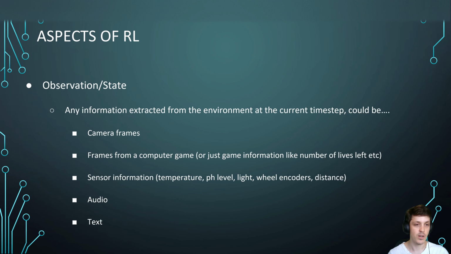This observation, or the state of the world, is some information that we've extracted from the environment that tells us what's going on at the current time step, or potentially previous time steps as well. Those could be camera frames from a camera. It could be frames from a computer game. It could also be numerical information, such as the number of lives left, your score, how many items you've got. It could be simpler sensor information, temperature, pH level for our factory. It could be light levels, wheel encoders for our motors, distance sensors. It could also be audio or text data. Again, it depends on the environment you're interacting with.